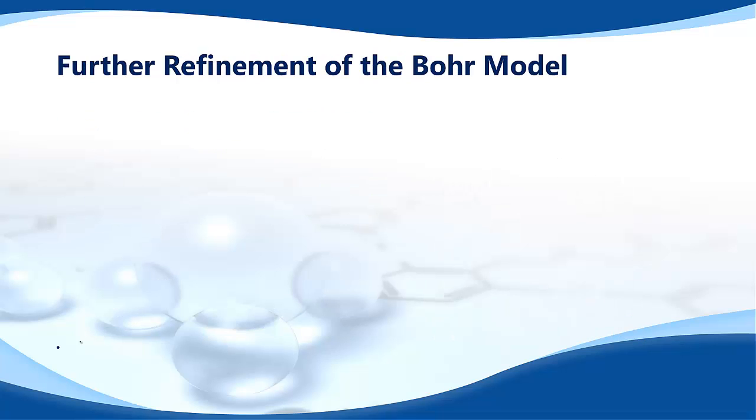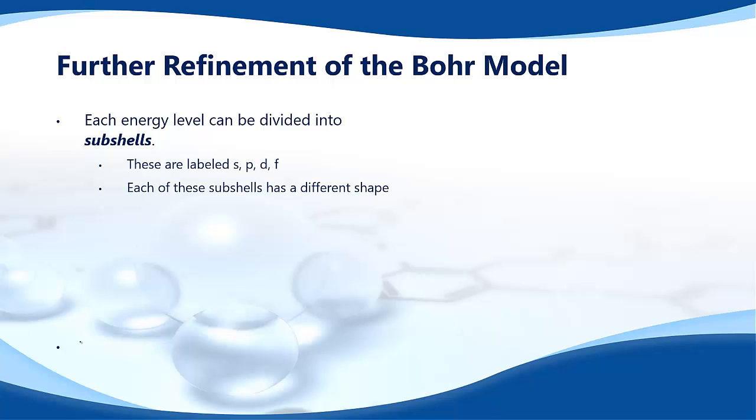So there are a couple of different refinements we have to go over. The first refinement that we need to go over is that electrons aren't just in these shells. We can actually further divide these shells a couple of different ways. The first thing we can do is divide them into what are called subshells. Now, subshells are given letter designations, and their letter designations are S, P, D, and F.